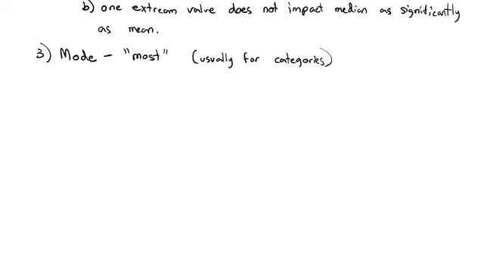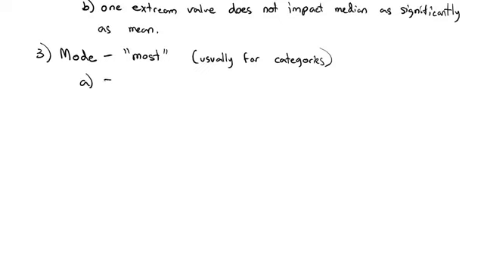If we're talking about the color of cars in the parking lot, we're not going to have an average of a blue point green car. That doesn't make any sense. But what we can do is say the most common, frequent color car is blue or gray or whatever that most frequent one is. We can still look at mode in terms of numbers.